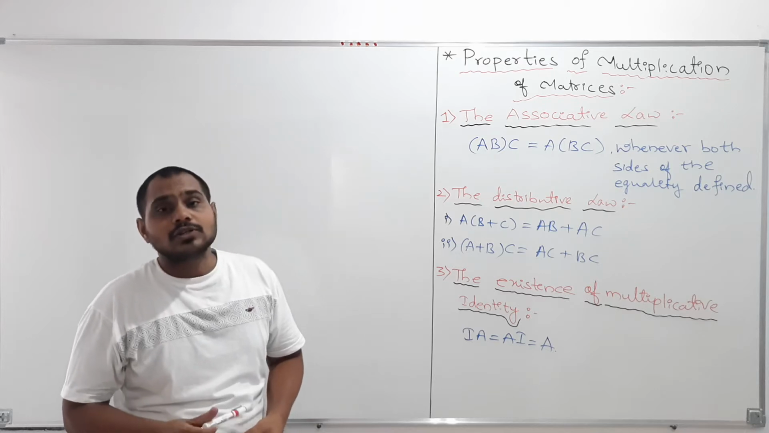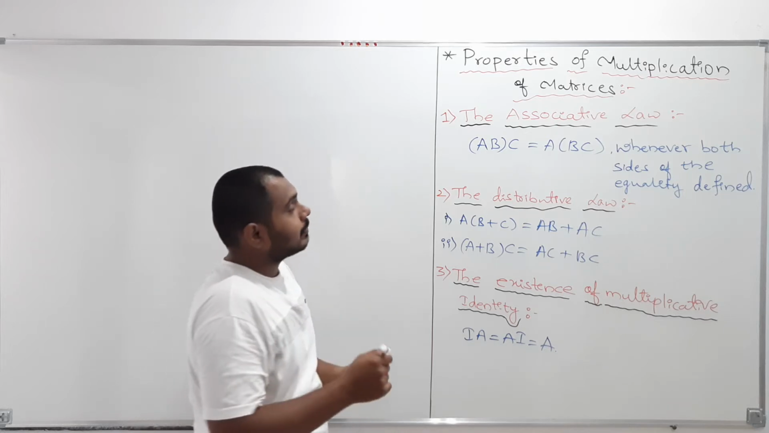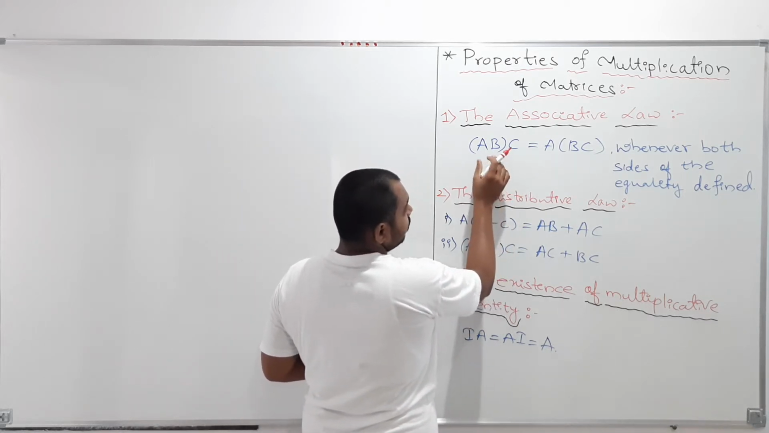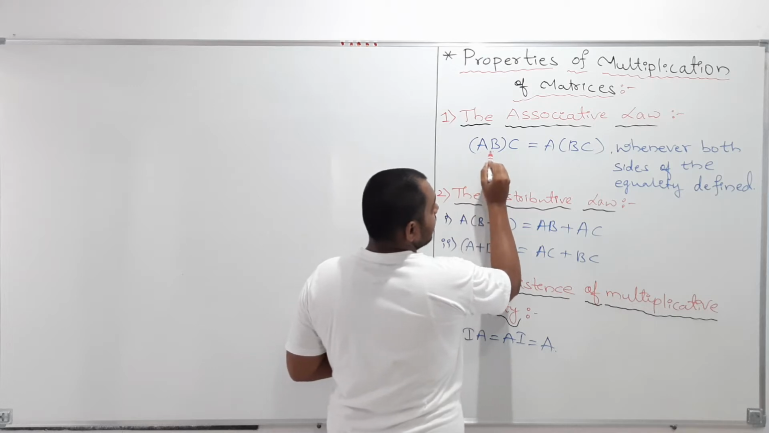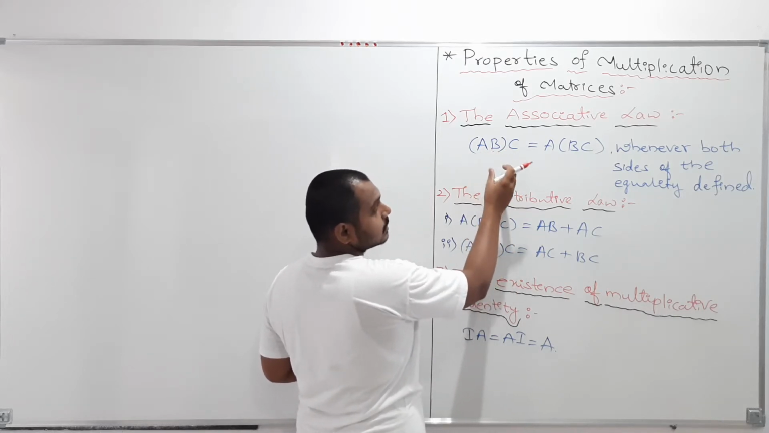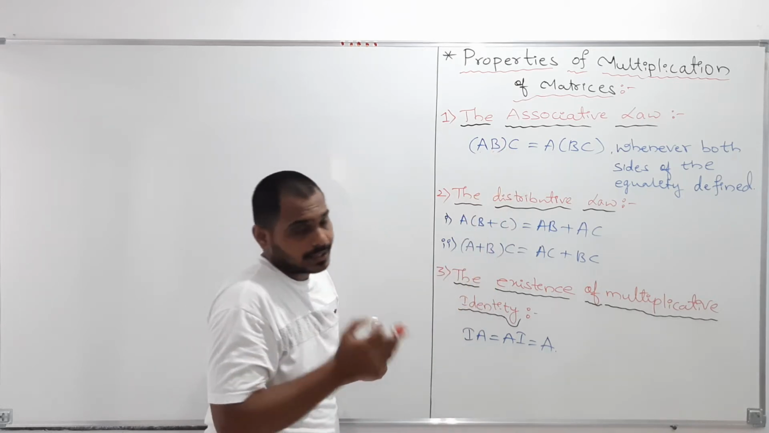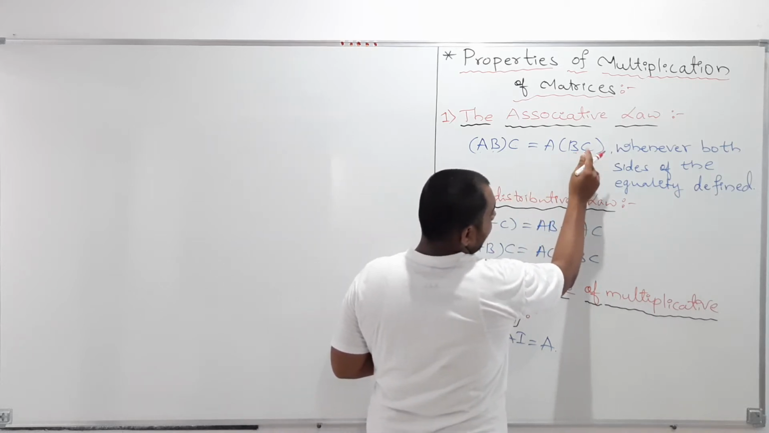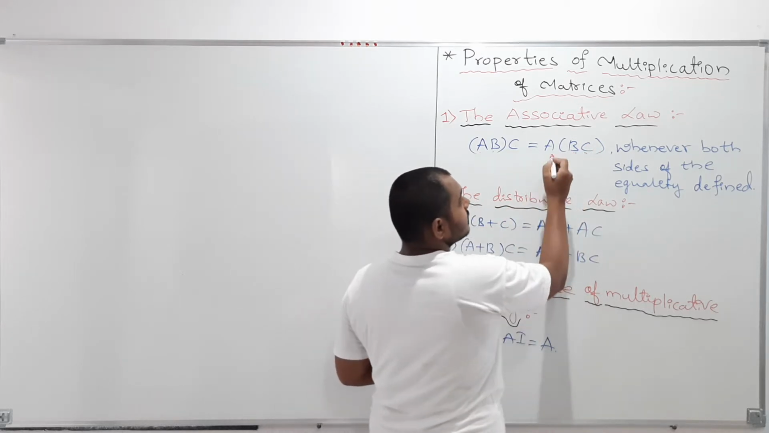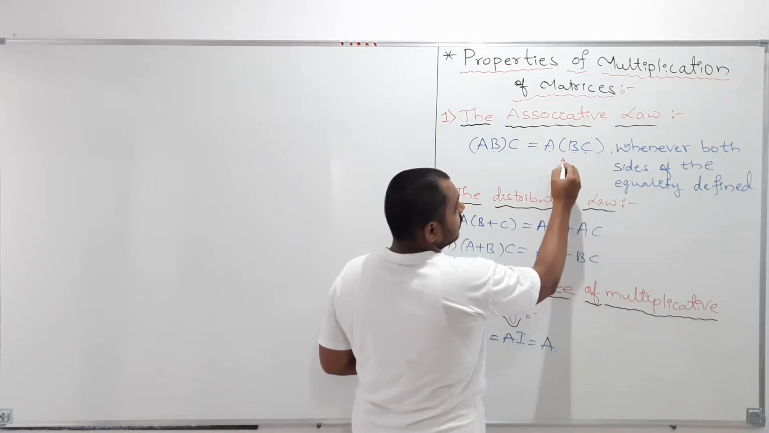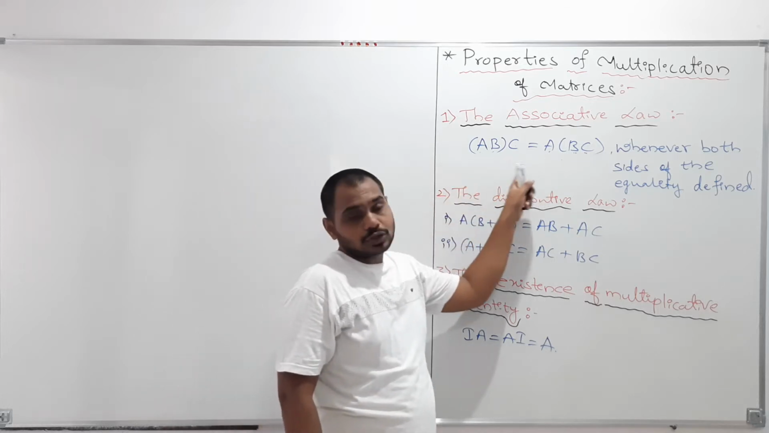What is the associative law? If we take any three matrices A, B, C, the associative law tells us that if I multiply AB and then multiply the resulting matrix with C, the answer I get is the same as if I first multiply BC and then multiply A with this BC matrix. Both values must be the same.